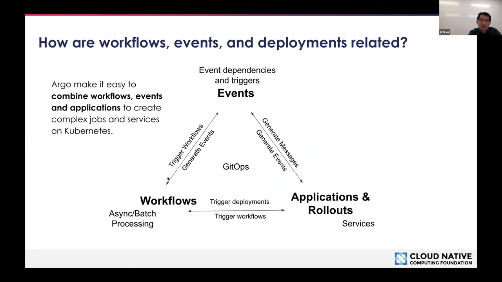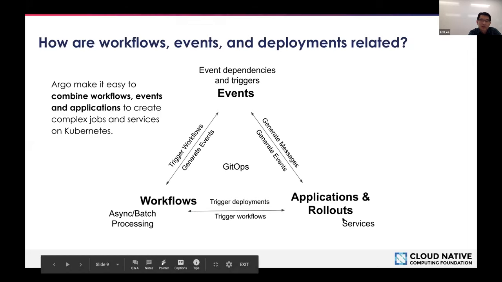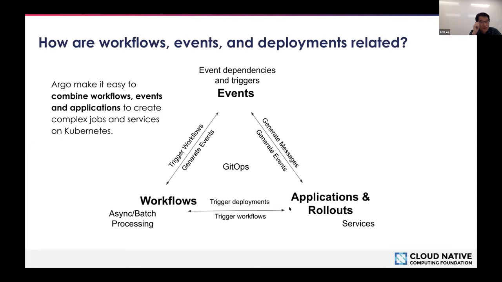And workflows can obviously also generate events. Events can be converted into messages, which are processed by long-running applications. And those applications can also generate events. Similarly, workflows can trigger deployments and also trigger workflows. We think that in large complex applications, you'll really be using multiple modes of computing. You're not just going to have long running services. It's not just going to be event based. You're going to have some background async or batch processing components as well. So the goal of the Argo project is to really create a single toolkit, which makes it easy to manage these complex applications running on Kubernetes.